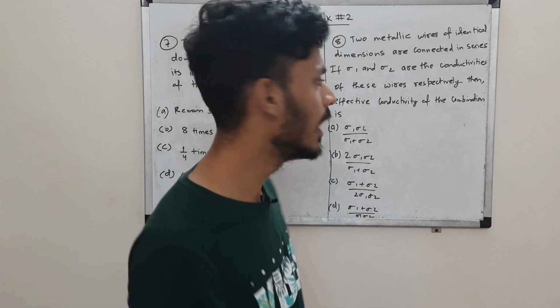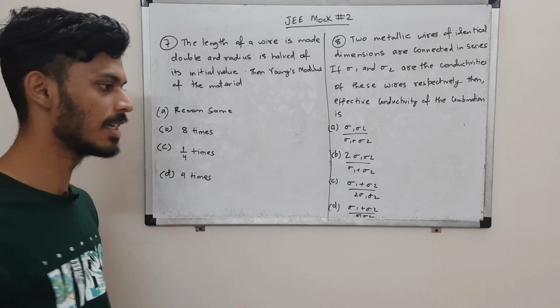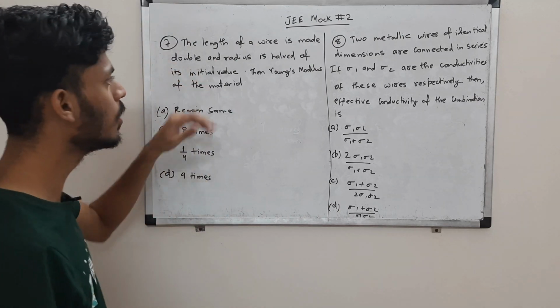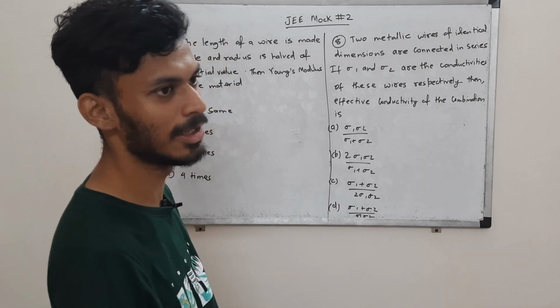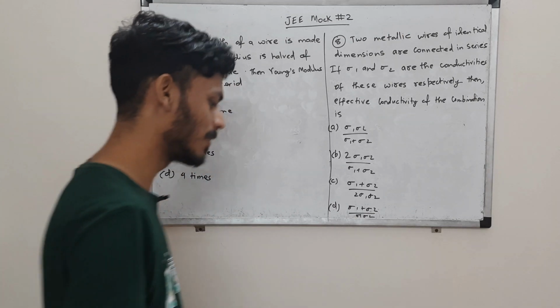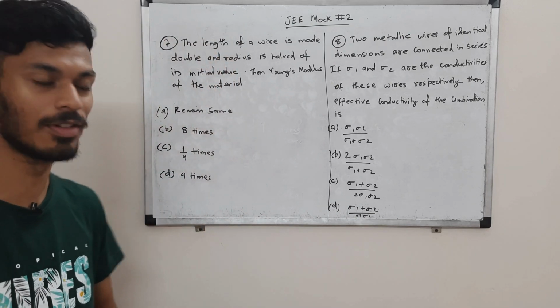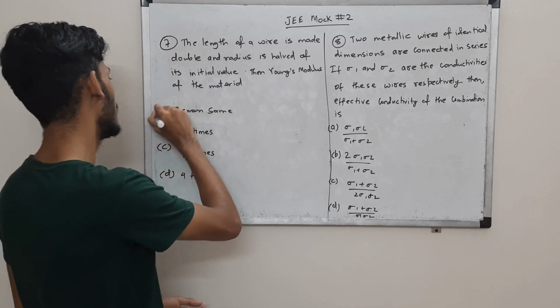Question 7 and 8 over here. In question 7, the length of a wire is made double and the radius is made half of its initial value. You are supposed to tell what will happen to the Young's modulus. So what happens to the Young's modulus? Basically, Young's modulus is the property of a material. It does not depend on the dimensions, so it will remain the same.